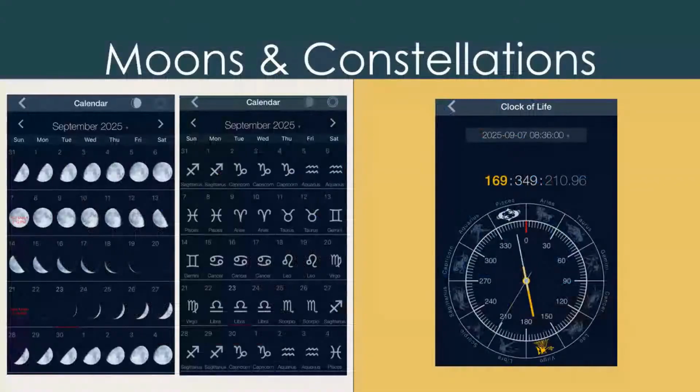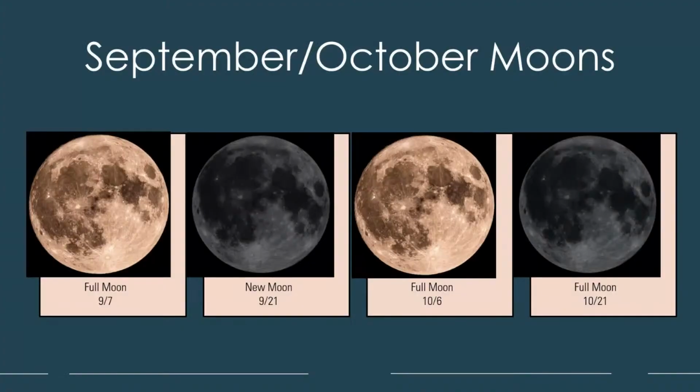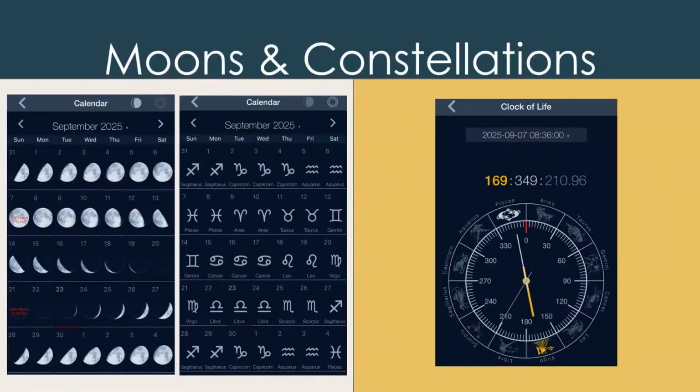We're going to test our theories here and figure out what month we're in. We have September of 2025 here. I showed you what the moons were going back. Here are the moons that we're going to test: September 7th, according to the Gregorian calendar, September 21st, October 6th, October 21st.